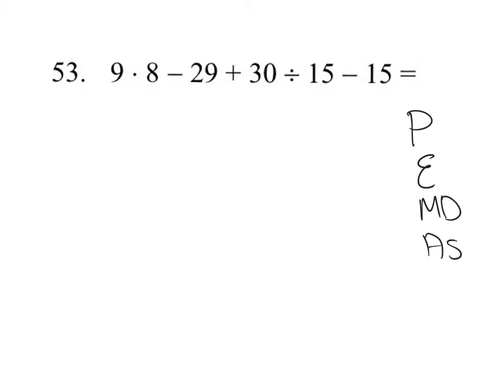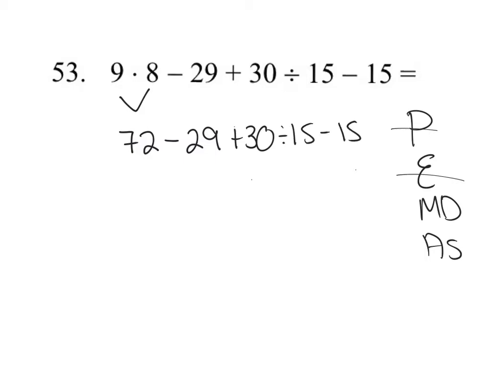Question, so no parentheses, no exponents. We do have multiplication and division, left to right. Please remember that. Write down each step to make sure you are working it right. 9 times 8 is going to give me 72 minus 29 plus 30 divided by 15 minus 15.